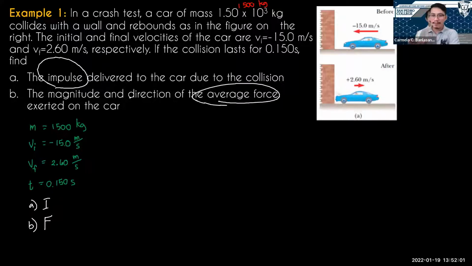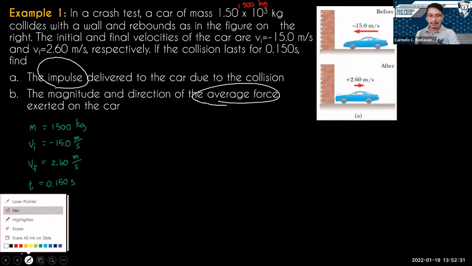Ayan. So basically, ang problem is, during car test, merong car, the mass of the car is 1,500. We can measure that. Yung initial velocity of the car, ma-measure din natin yan, which is 15 meters per second. And then the final velocity, ma-measure din natin yan, 2.60 meters per second. The time is 0.150 seconds.